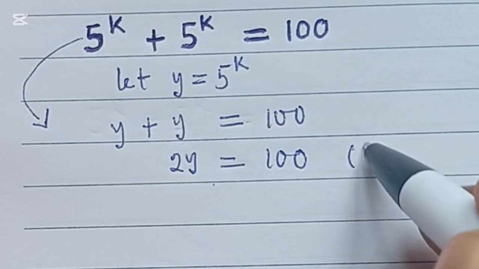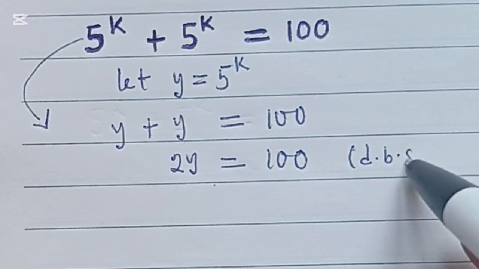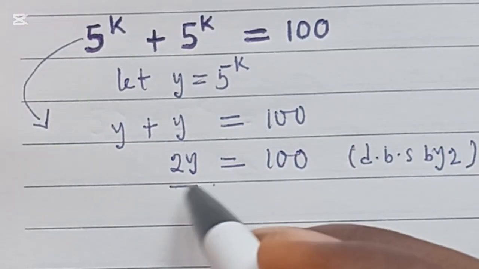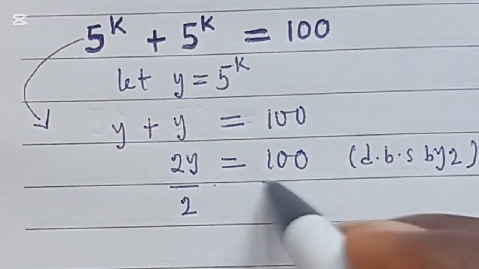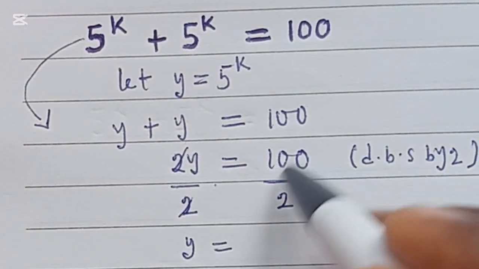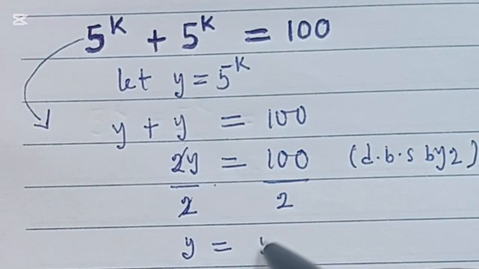So we can divide both sides by 2, where 2 is the coefficient. Then this cancels out this, and we are left with y is equal to 100 divided by 2, which gives us 50.